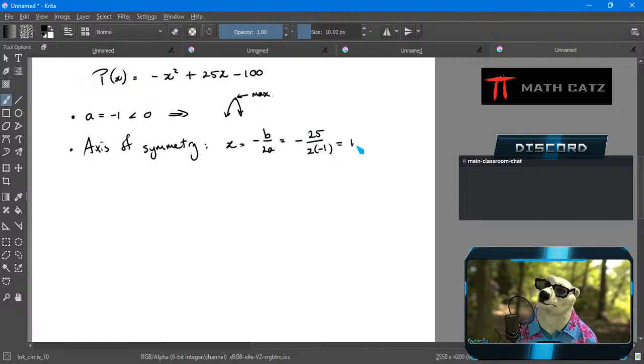Two negatives, so it's 12 and a half, 12.5. Now we'll summarize this in a second. Let us just find the maximum function value, which is the y coordinate of that vertex. The maximum function value is then the function when I plug in 12.5.